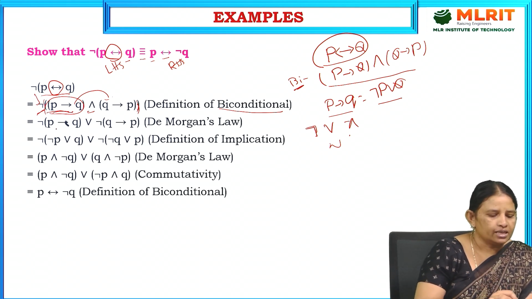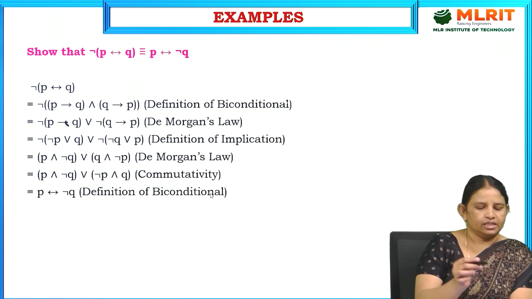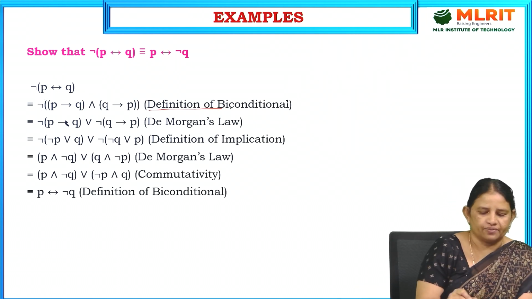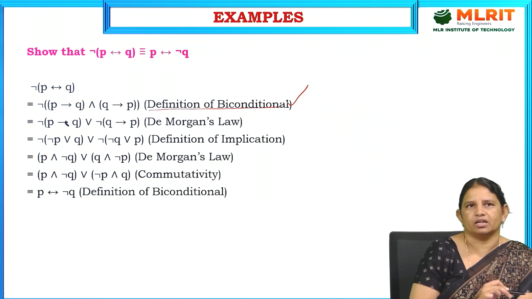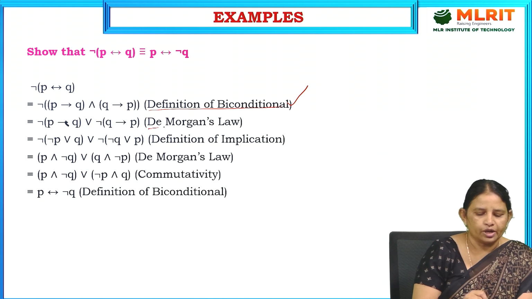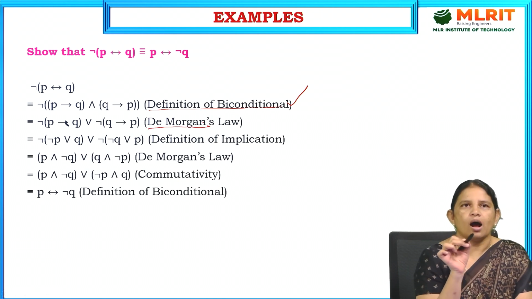Next, apply the biconditional law. So that is step 1. That is already completed, biconditional law. Next, according to De Morgan's law, apply the negation inside of the proposition.